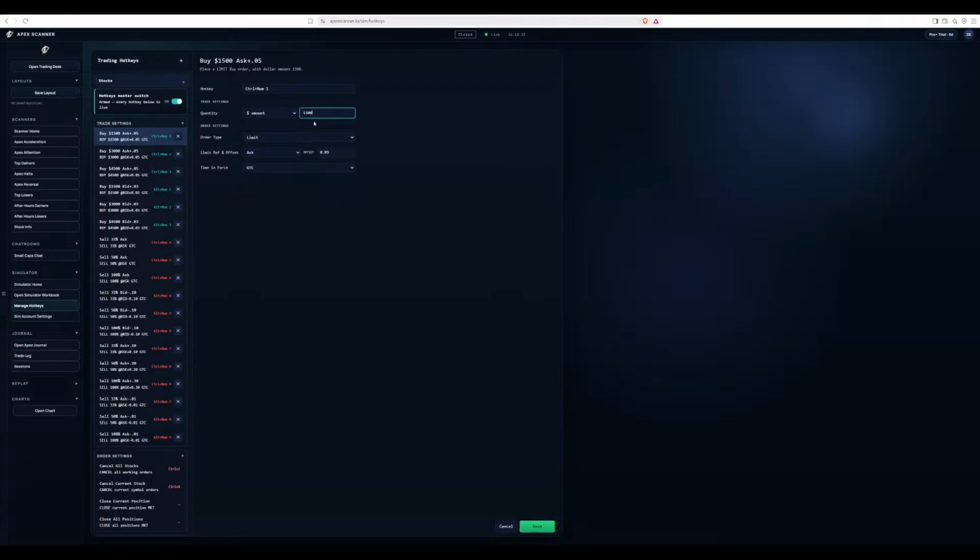For me, I've set it to a flat dollar amount. The first buy hotkey is going to purchase $1,500 worth of it. The second one is going to purchase $3,000 worth of it. And the fourth one is going to purchase $4,500 worth of it. Now, I also have offsets, and you can set your own offsets over here. While buying, I have my offset set about the ask with 5 cents.